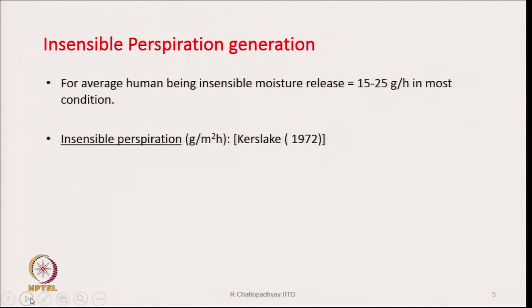Now, the insensible perspiration generated by the human body is around 15 to 25 grams per hour in most conditions. Insensible perspiration means that we are perspiring, but we do not feel the wetness. All of us are continuously generating some moisture from the skin, which is escaping into the atmosphere, but we do not feel that. It is therefore called insensible perspiration.